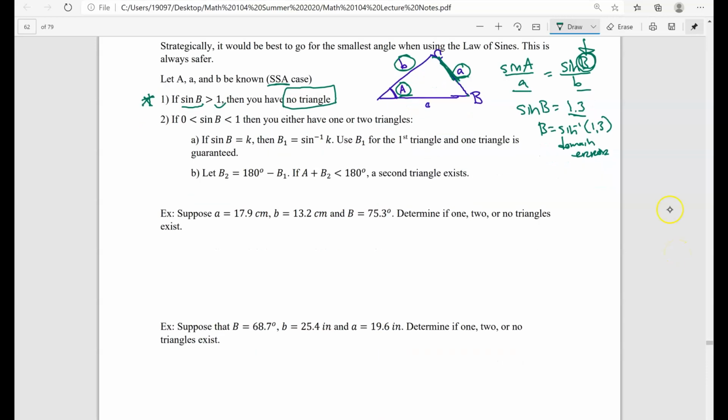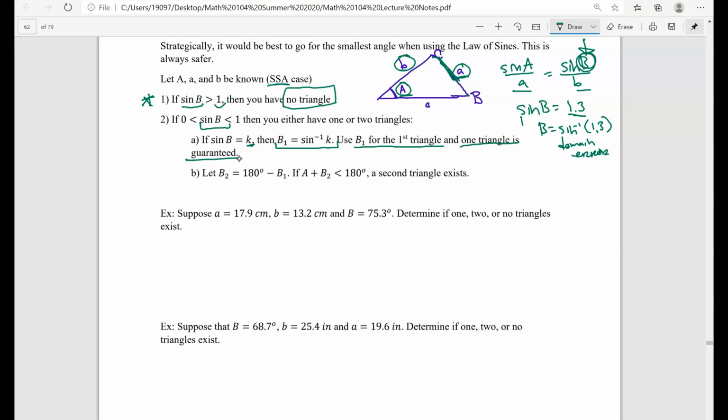Okay, so now let's say sine of b is a number between 0 and 1, which basically means the inverse of sine actually exists. So what can happen? That means you can have either one or two triangles. Let's say sine b equals a value of k, and k is within that range. Then you figure out b1 by taking the sine inverse. So b1 is going to be the first triangle. One triangle is guaranteed, so you'll figure out what B is and do the problems normally.